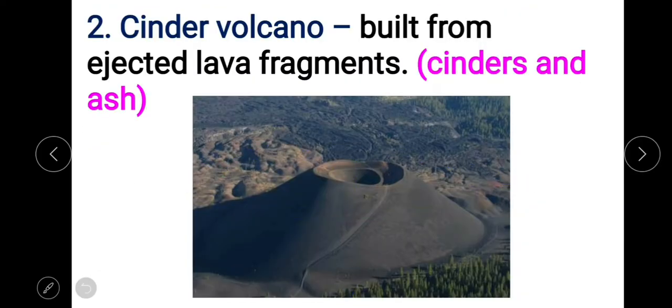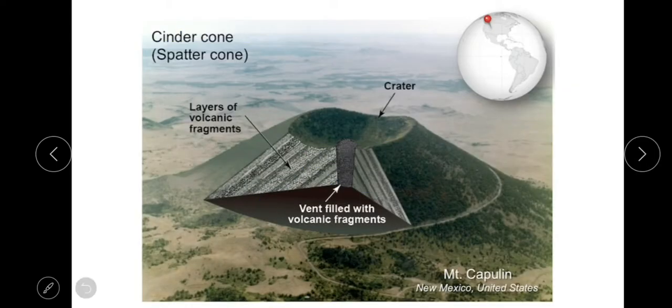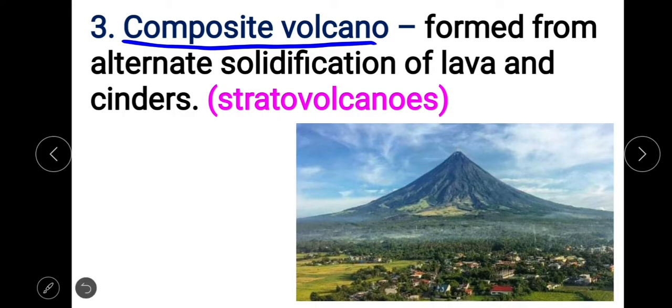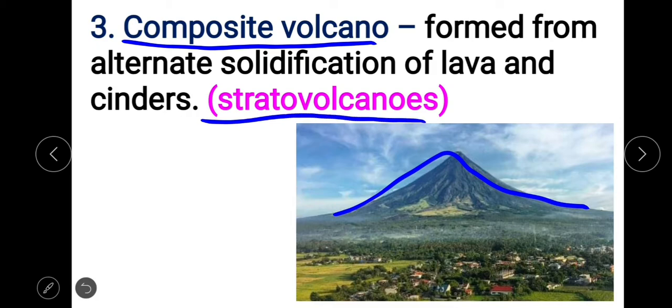Okay. The second one is the cinder volcano. It is quite a bit taller compared to shield volcano, but the cone is quite smaller. Okay. This is an example of a cinder volcano. Layers of volcanic fragments are obvious. Okay. Next, we have here the composite volcano or the perfect cone volcano, just like Mount Mayon. It is also called a stratovolcano. Okay, so these are the three kinds of volcanic cones: composite, shield, and cinder.